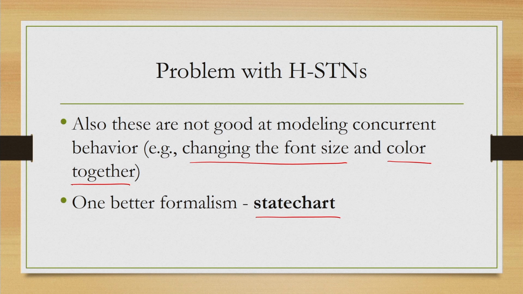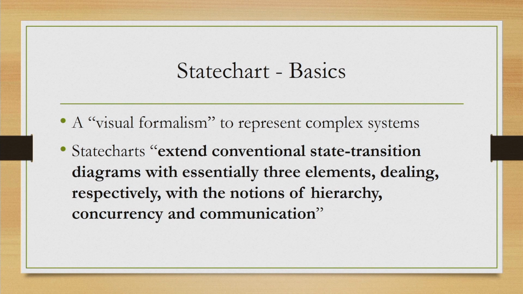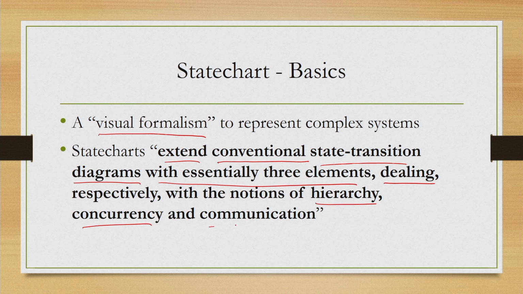So, we will have a brief look at the idea of state chart and how it can be used to model dialogues for interactive systems. So, what is a state chart? It is a kind of visual formalism to represent complex systems, and it extends conventional state transition diagrams or STNs with essentially 3 elements dealing with hierarchy, concurrency and communication. However, we will not cover all the things in the state chart, we will only cover how it deals with hierarchy and concurrency mostly.